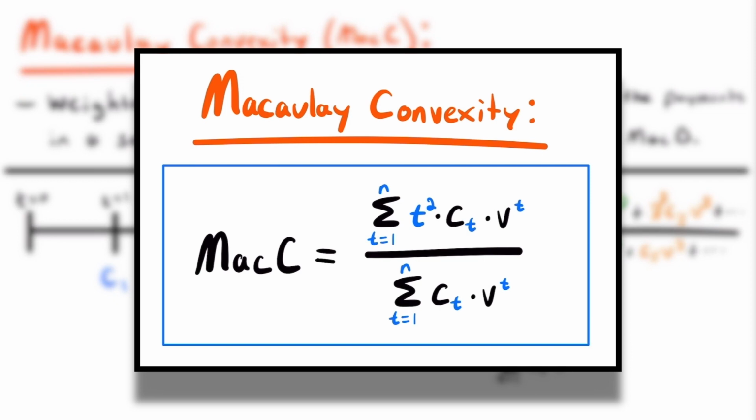Okay? So to summarize, the Macaulay convexity for a set of cash flows, MacC, is equal to the sum from t equals 1 to n of t squared times c sub t times the present value factor to the power of t, divided by the sum from t equals 1 to n of c sub t times the present value factor to the power of t. You have the present value of all your cash flows in the denominator, and then you have the same calculation in the numerator, except you're multiplying each of those terms by the time at which the payments are made, and you're squaring that time. Okay, so this is how we calculate the Macaulay convexity, but now we want to look at how to calculate the modified convexity.